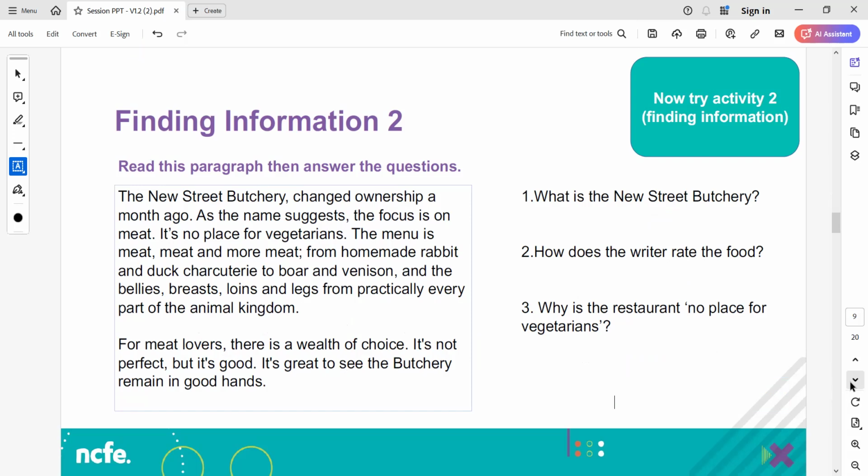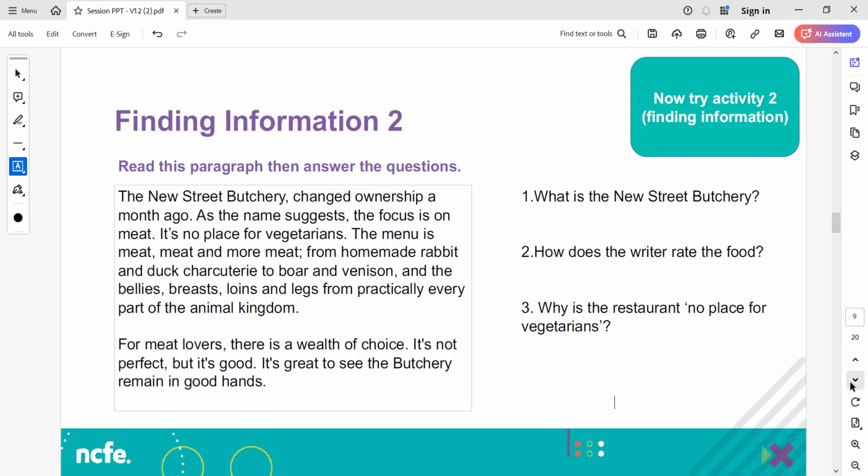The new street butchery changed ownership a month ago. As the name suggests, the focus is on meat. It's no place for vegetarians. The menu is meat, meat, and more meat, from homemade rabbit and duck charcuterie to boar and venison, and the bellies, breasts, loins, and legs from practically every part of the animal kingdom. For meat lovers, there is a wealth of choice. It is not perfect, but it's good. It's great to see the butchery remain in good hands.